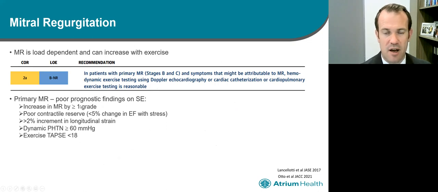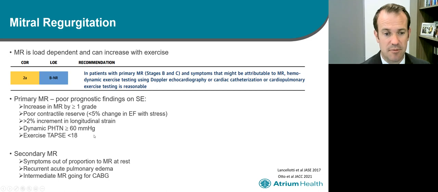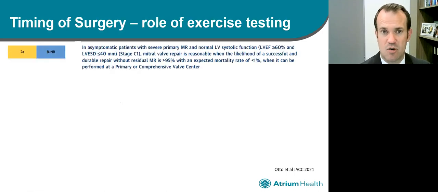Poor prognostic findings are if the MR increases by greater than 1 grade, if there's poor contractile reserve, if we have a greater than 2% increment in longitudinal strain, dynamic pulmonary hypertension, or the exercise TAPSE goes down. Exercise stress echo is also indicated for secondary MR if we see that the symptoms are out of proportion to the MR at rest, if there's recurrent acute pulmonary edema, or if the patient is going for CABG.